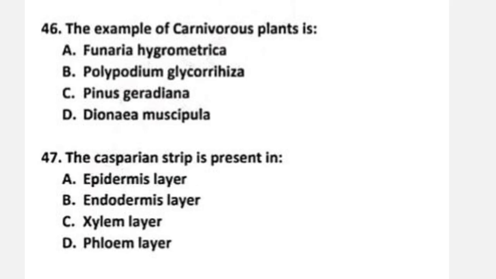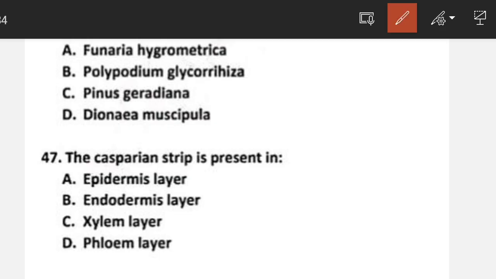Question number 46: an example of a carnivorous plant is: option A, Funaria hygrometrica; option B, Polypodium glycyrrhiza; option C, Pinus gerardiana; and option D, Dionaea muscipula. The correct option here is option D, Dionaea muscipula, because that is a carnivorous plant.